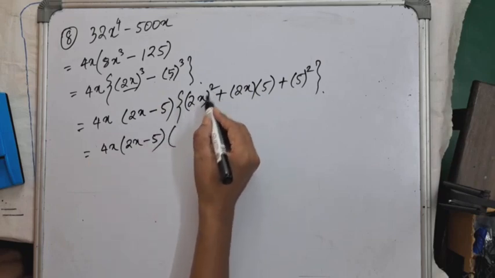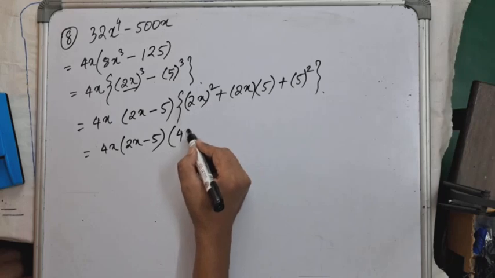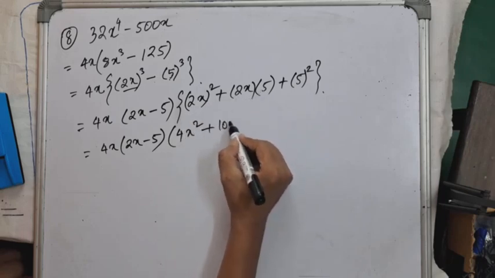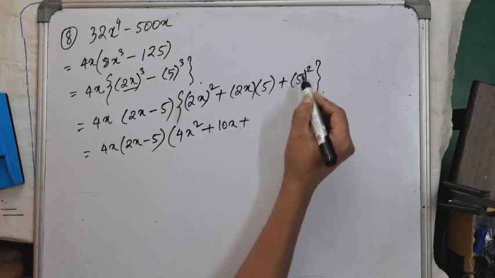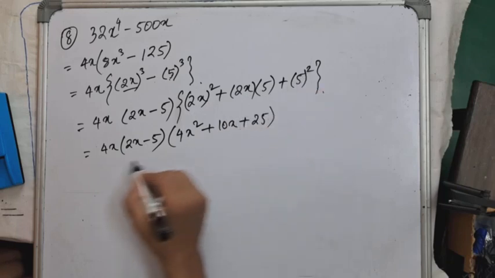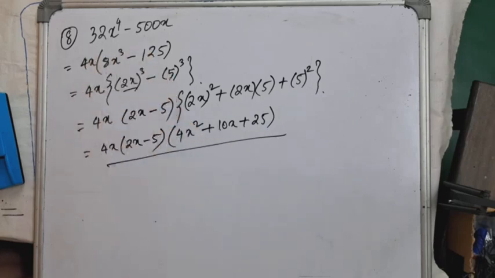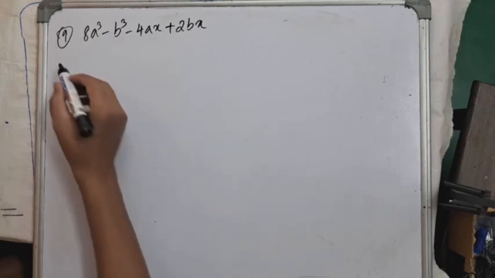Now 2 squared is 4, x squared is x squared, plus 5 2s are 10, x, plus 5 squared is 25. So this is the solution, or these are the factors of this expression, 32x to the power 4 minus 500x. Now let's move on to the next question. Okay, now let's do question number 9.